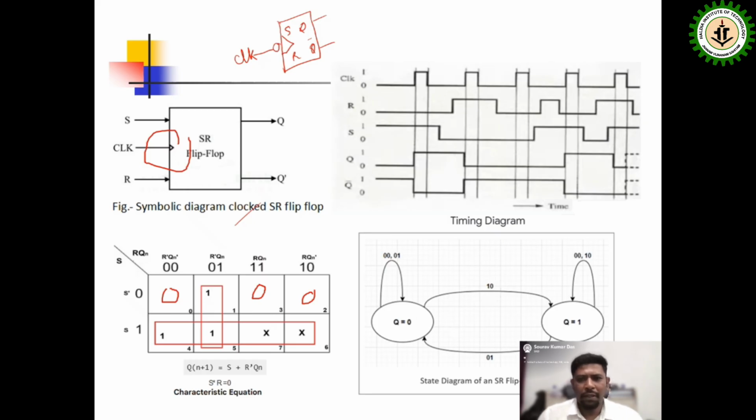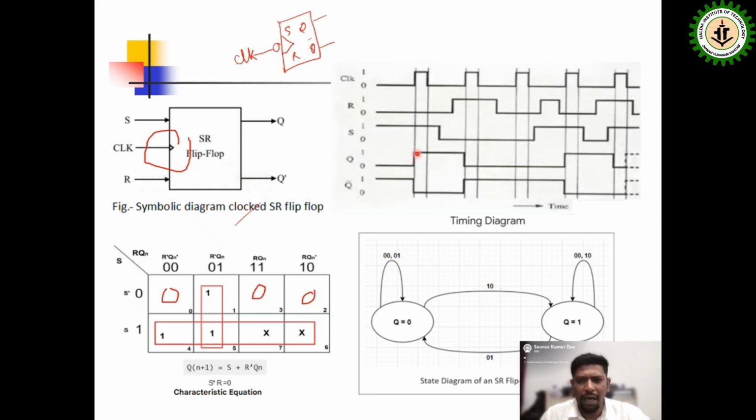Okay. Now in this diagram, I also show you the timing diagram of the SR flip-flop. This is the clock pulse applied, a sequential clock pulse. Here this position will be the positive edge, and S and R values are taken randomly here. Now what will be the Q? When the clock pulse is high, at that time S value is 1 and R value is 0, so the Qn value will be 1.